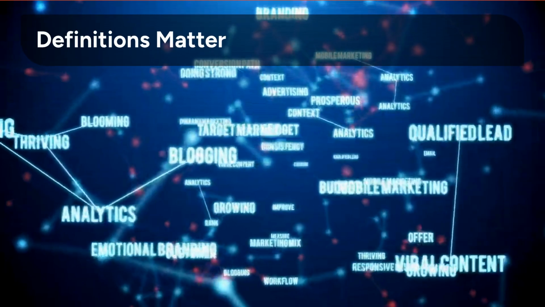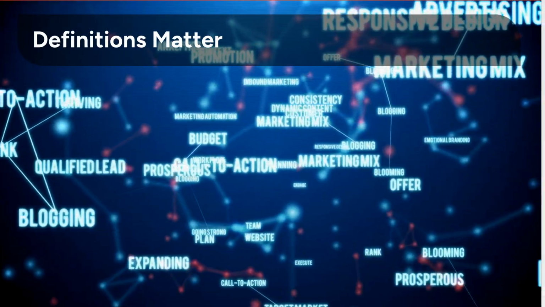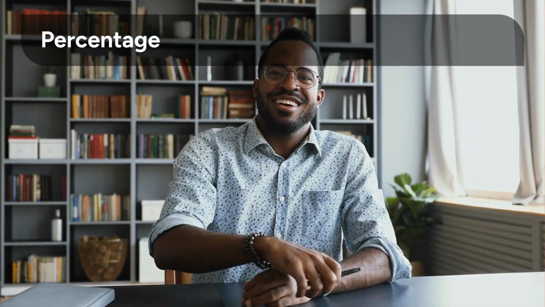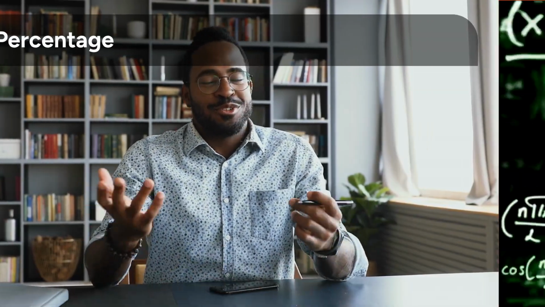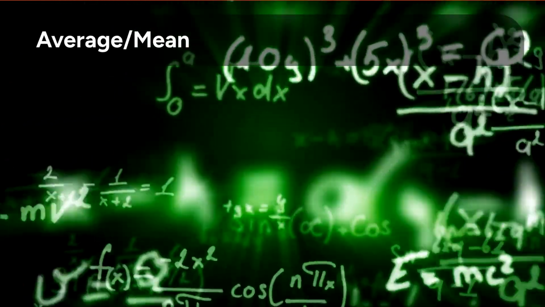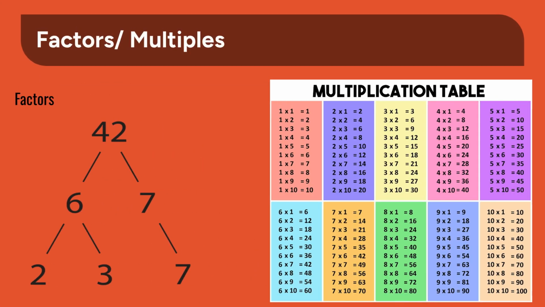Before we move on, let's talk about definitions. A ratio compares two quantities, like 2 to 3. A percentage is a value out of 100, represented by the percent symbol. Average or mean is the sum of the values divided by the number of values. Factors and multiples are often confused.